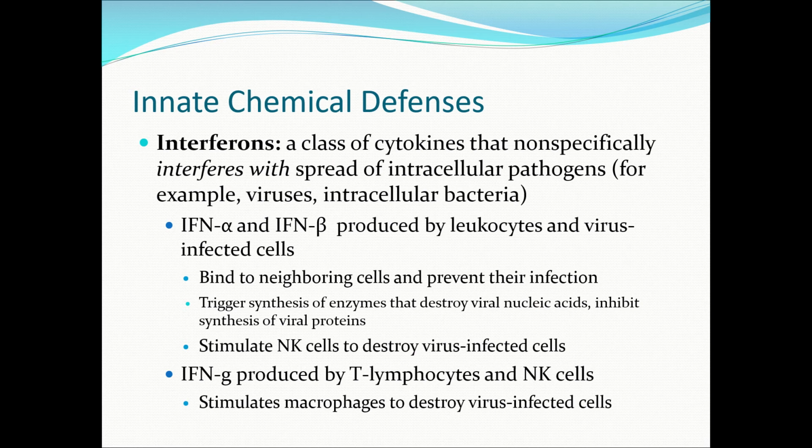Interferons alpha and beta are produced by leukocytes and virus-infected cells. They bind to neighboring cells and prevent their infection. They trigger synthesis of enzymes that destroy viral nucleic acids and inhibit the synthesis of viral proteins. They also stimulate natural killer cells to destroy virus-infected cells. IFN produced by the T lymphocytes and the natural killer cells will stimulate macrophages to destroy virus-infected cells.